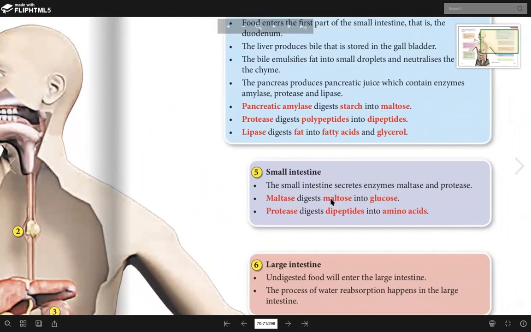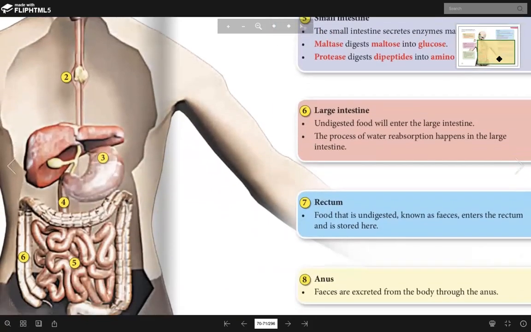So awak tengok small intestine ni dia akan hasilkan 2 enzim iaitu maltase and protease. So maltase tu tukar apa? Maltose kepada glucose. Maltose yang daripada tadi ni dia akan tukar lagi. Protease tukar apa pula? Protease akan tukar dipeptide into amino acid. Enzim yang sama tapi dia akan tukar benda lain lah. Itu sahaja. Okay, let's go to the last one.